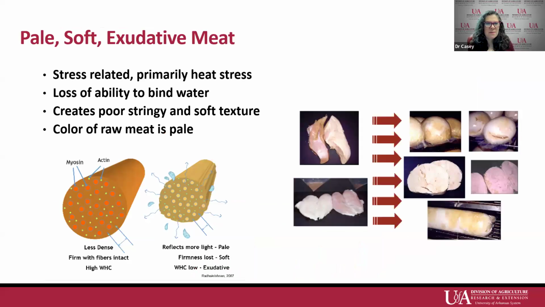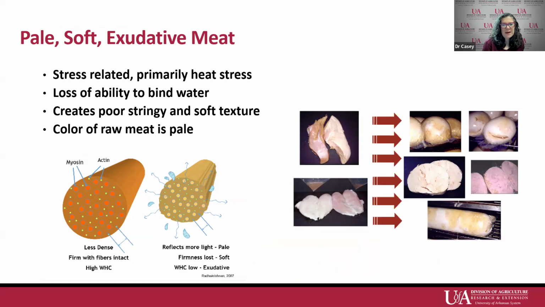All right, moving on to some more meat quality issues. This one is called pale, soft, and exudative meat. This is related to stress prior to processing, and really stress in the prior couple of weeks before processing. Heat stress is a big one that can result in PSE meat.